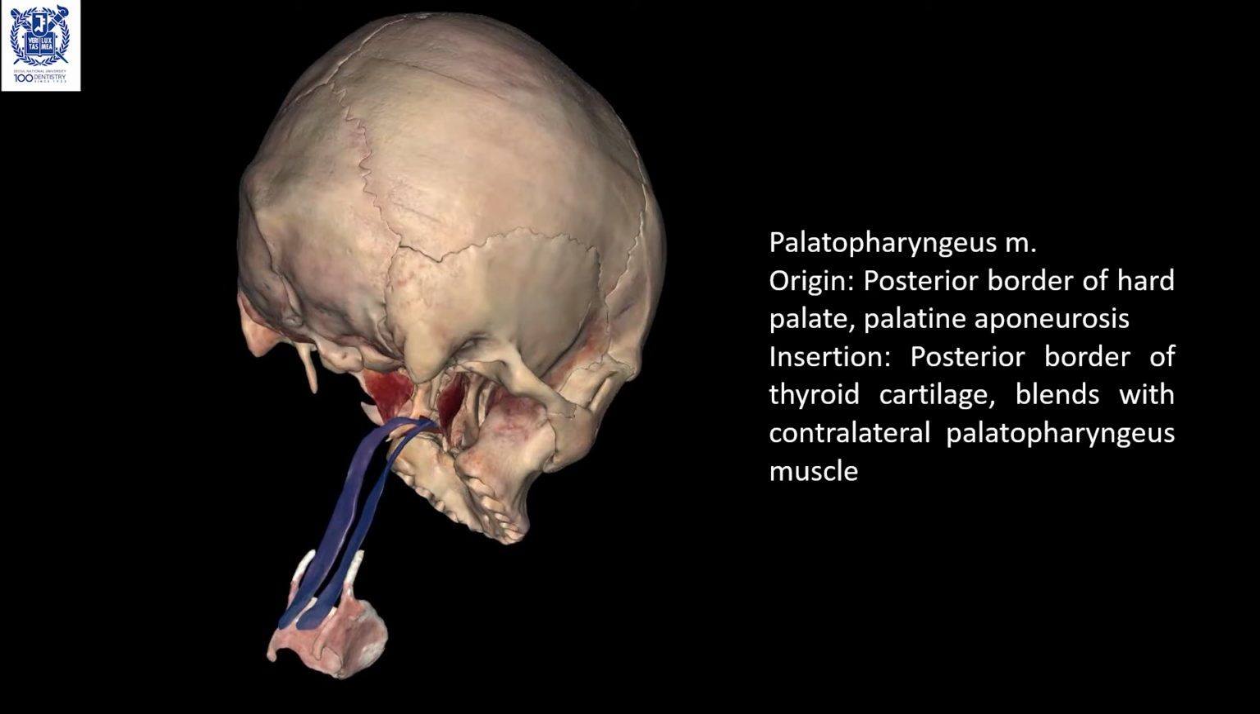So overall, its origin can be described as the posterior border of the hard palate and palatine aponeurosis, and its insertion can be described as the posterior border of the thyroid cartilage, where it blends with the contralateral palatopharyngeus muscle. Motor innervation of this muscle is provided through the pharyngeal plexus of the vagus nerve.